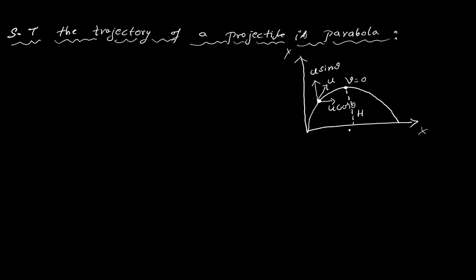H is the maximum height, and the point from the origin till the end, the point it covers, I'll call this point B. So this is what we call the horizontal range. The range is nothing but the total distance traveled.